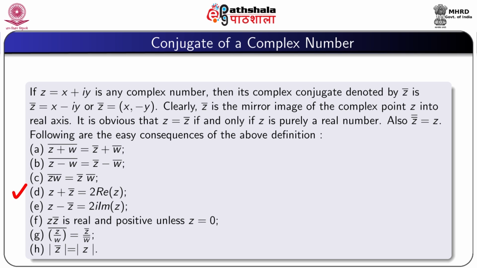Number 4, z plus z bar is equal to twice real z. Number 5, z minus z bar is equal to twice i into imaginary z. Number 6, z z bar is real and positive unless z equal to 0. Number 7, conjugate of z by w is equal to conjugate of z by conjugate of w. And number 8, modulus of conjugate of z is equal to modulus of z.